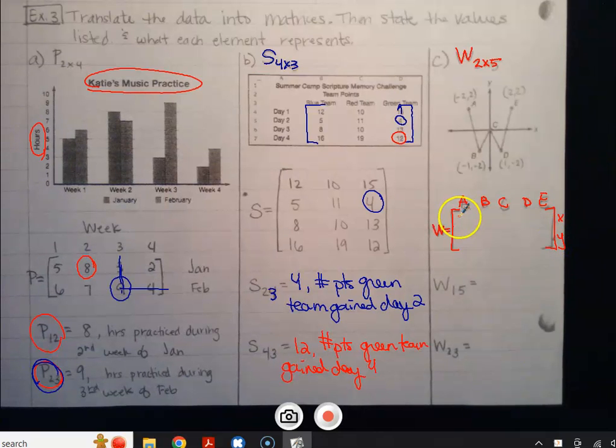So point A is -2, 2. I put the -2 in the X column and the 2 in the Y column. B is -1, -2. Good. C is 0, 0. Nice catch, because it's just the origin. D is 1, -2. E is 2, 2. Perfect.